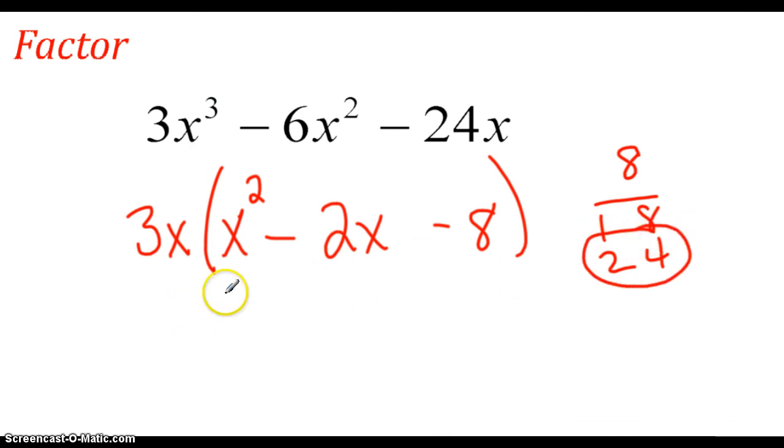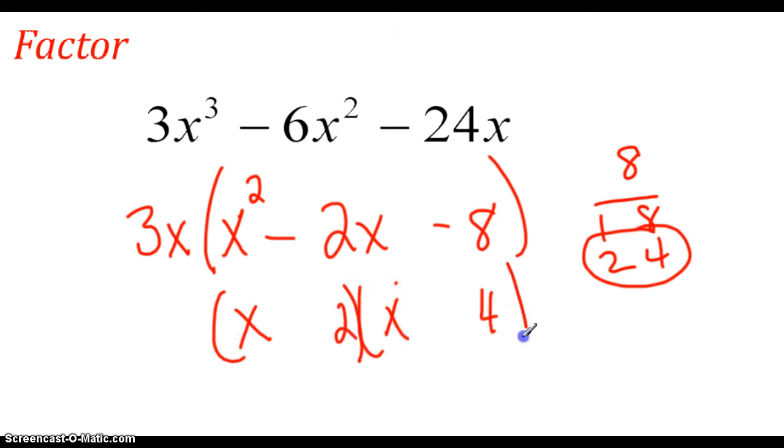So those are my factors. So I'm going to get x, 2, and x, 4. And now I know this is negative. If this is negative, then I know my signs have to be plus and minus. And in order to get a negative 2, I need the larger number to have the negative sign. So the larger number takes the same sign as your b. And then your final answer has your 3x out in front.